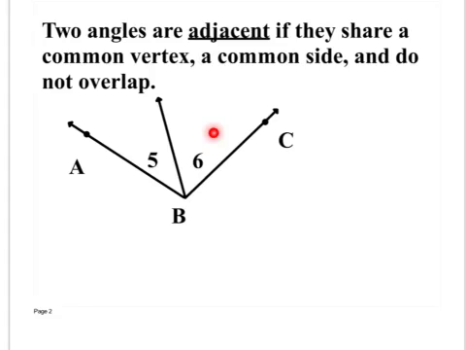My classroom is adjacent to Mrs. Smith's classroom, right? They're touching each other. They're side by side. Mrs. Womack's office is adjacent to Mr. Haley's office, right? They're side by side. So two angles are adjacent if they're side by side, as long as they have a common vertex, a common side, and they don't overlap each other.